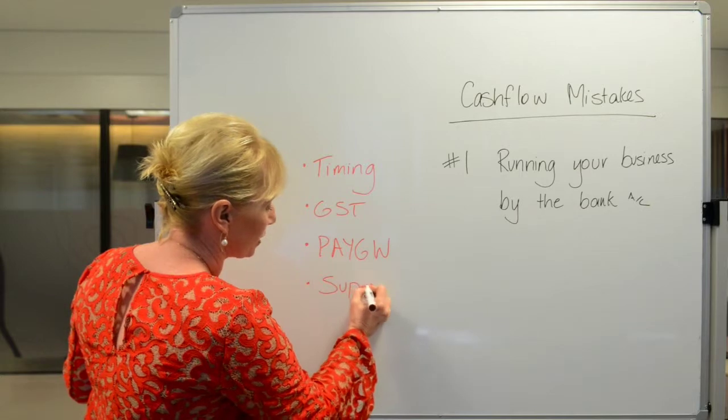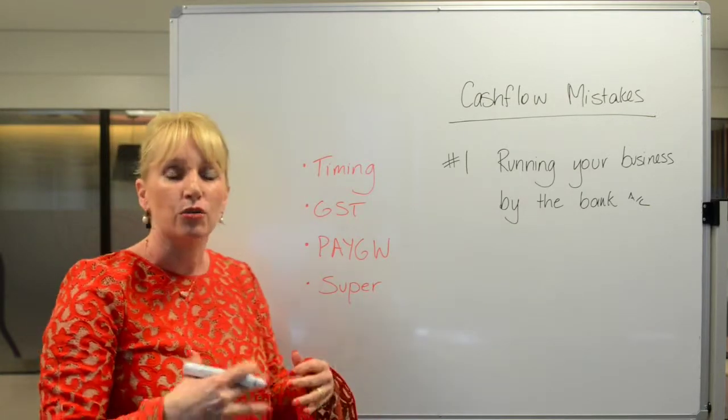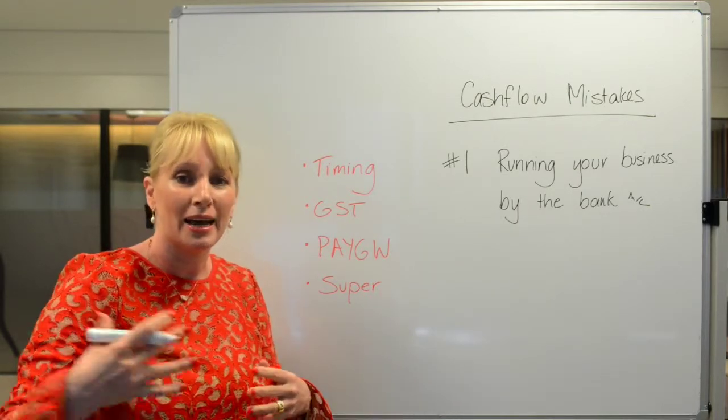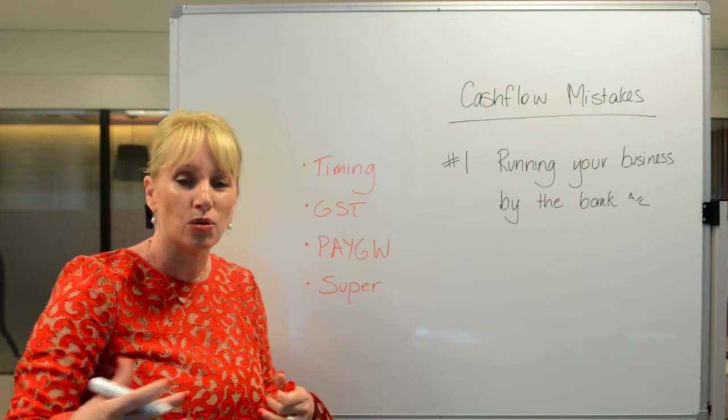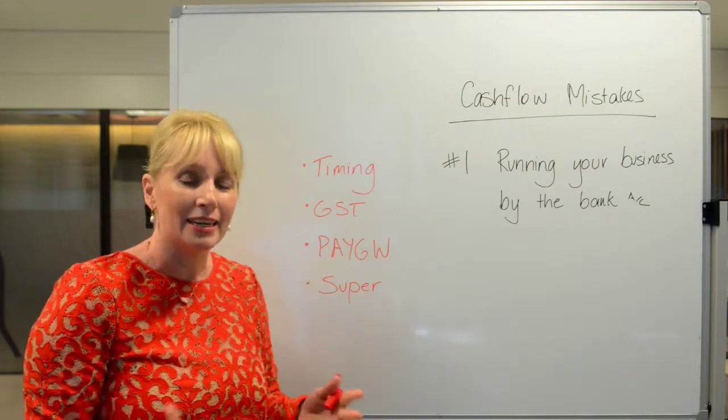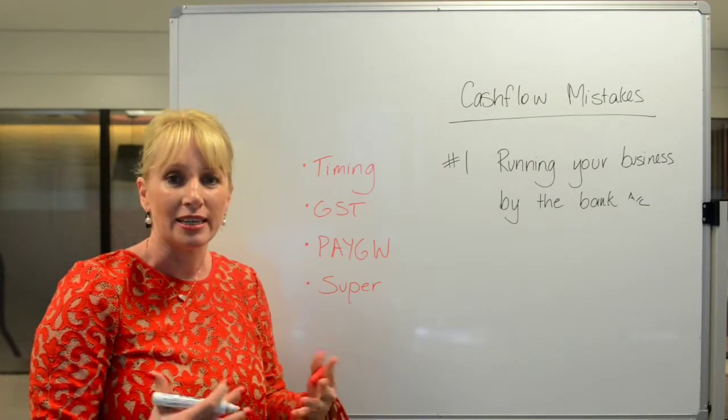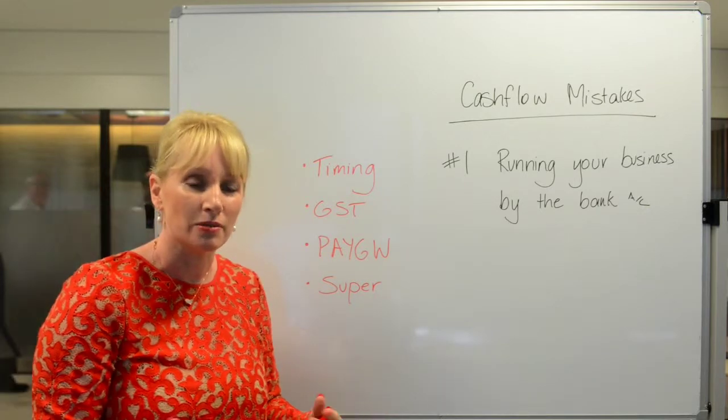The other one that we have is superannuation. And superannuation is another one that accrues over a period of time, and you've got to pay that typically at the end of the month or quarter. And it gives you this false sense of security that you actually have money in cash flow when you don't.